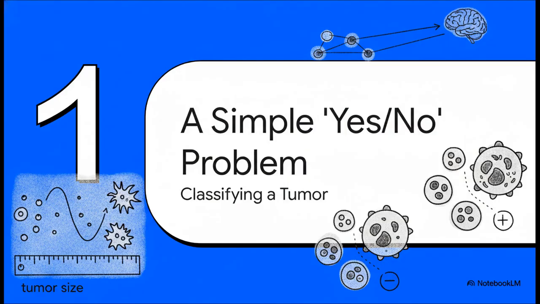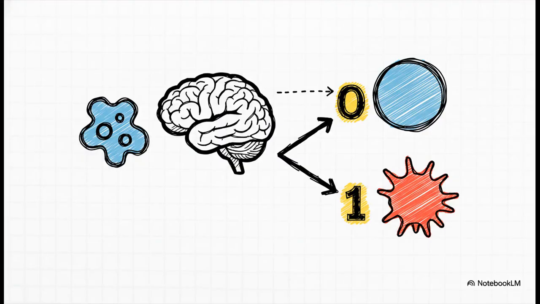Okay, so to really get our heads around this, we're going to stick with one classic example the whole way through. We're going to look at how a machine might classify a tumor. Simple question. Based on its size, is it benign or is it malignant? Now, in machine learning lingo, this is what's known as a binary classification problem. It's a fancy way of saying the answer can only be one of two things. And to keep it simple, we'll use numbers. 0 will be our no, so not malignant, and 1 will be our yes, it is malignant.